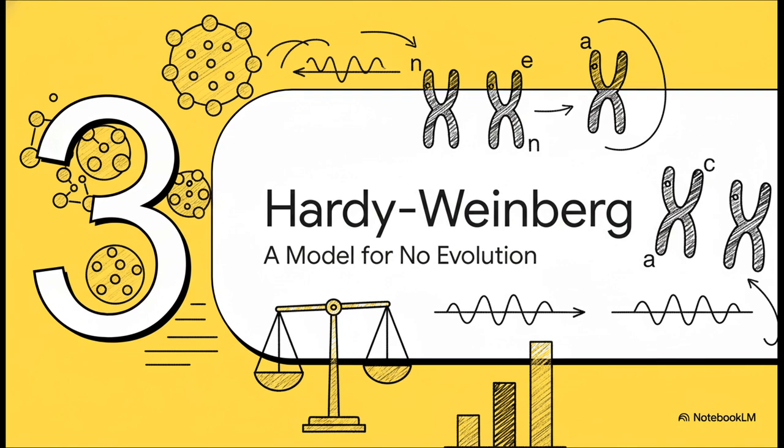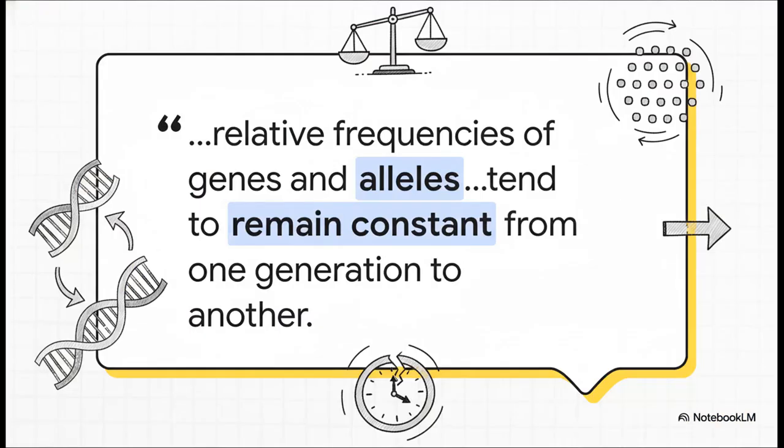Now, this might sound a little backward, but stick with me. To understand change, you first need to know what no change looks like. It's like having a control group in an experiment. In population genetics, our control group is something called the Hardy-Weinberg equilibrium, and it's an incredibly useful idea. So what this principle describes is a perfect, imaginary population where the allele frequencies are totally stable.